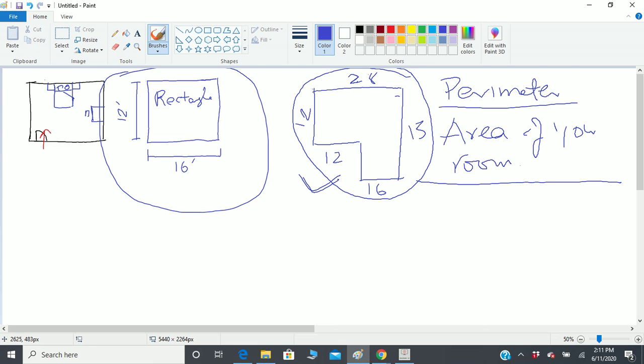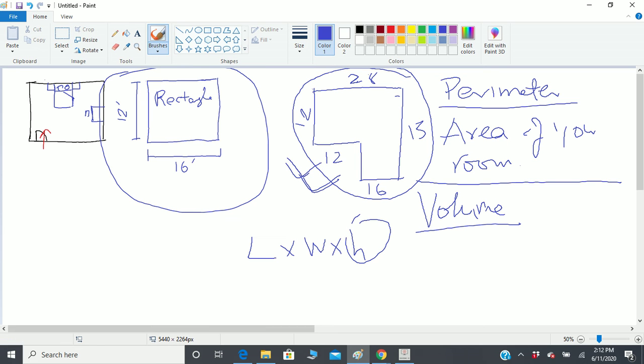Okay, good. Then maybe I'll ask you to find the volume. So what's volume? We said volume is length, width, and height. So that means you'll have to find the height of your room, from the floor to the ceiling. I'll give you questions like this, but one day you'll just have to measure your whole room.